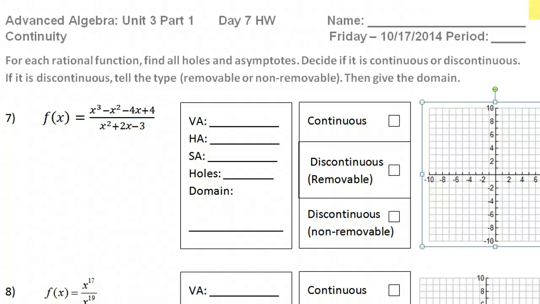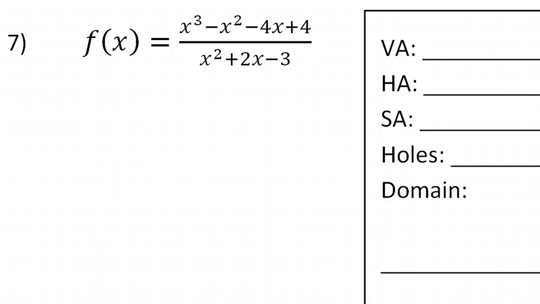Alright, this is part 6 of our lesson on graphing rational functions. And we're picking up here with number 7. Alright, let's actually look at the horizontal asymptote first.